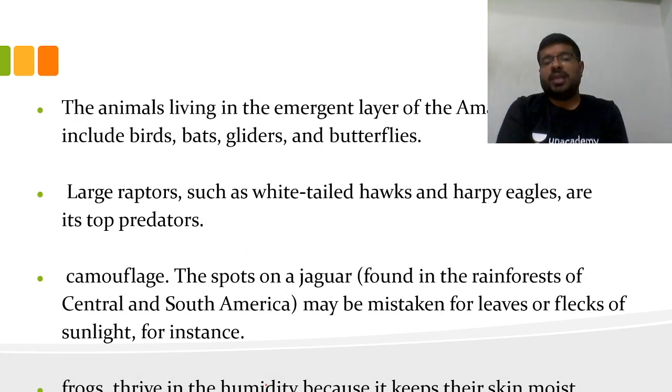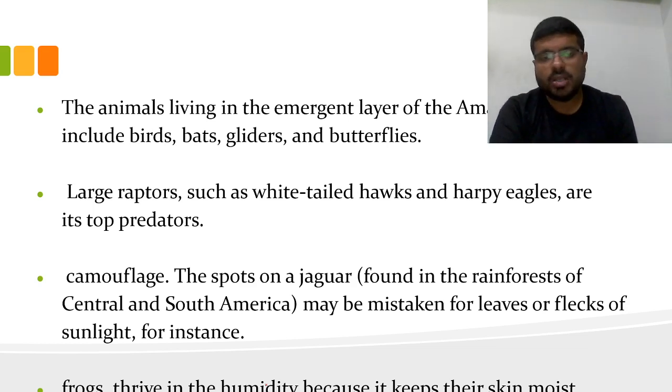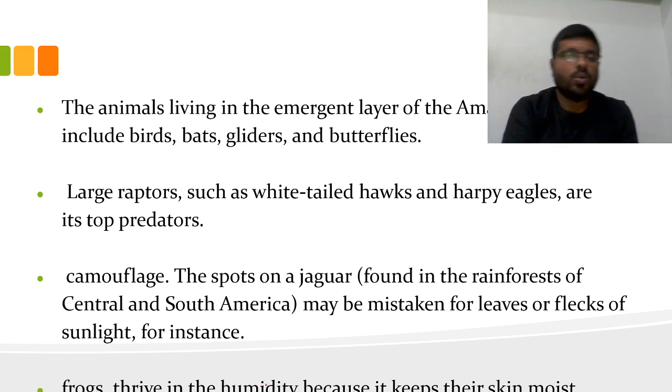Then what kind of animals are found here? The animals usually living in the emergent layer of the Amazon rainforest include birds, bats, gliders, and butterflies. Usually you find this variety of animals here. Then large raptors like white-tailed hawks and harpy eagles are top predators. Among large raptors, you'll find eagles, and all these are top predators.